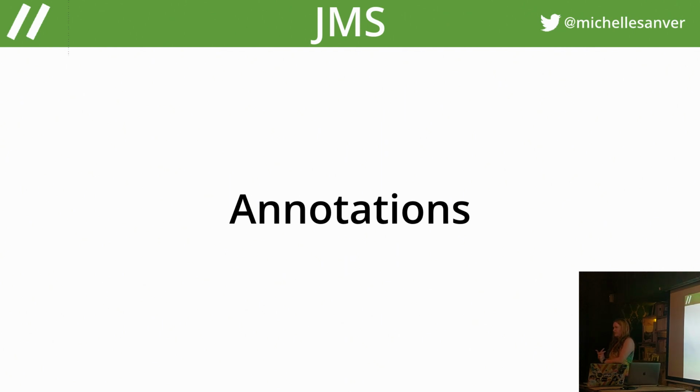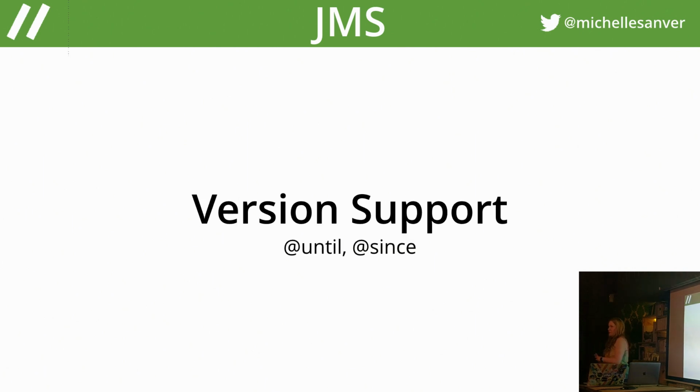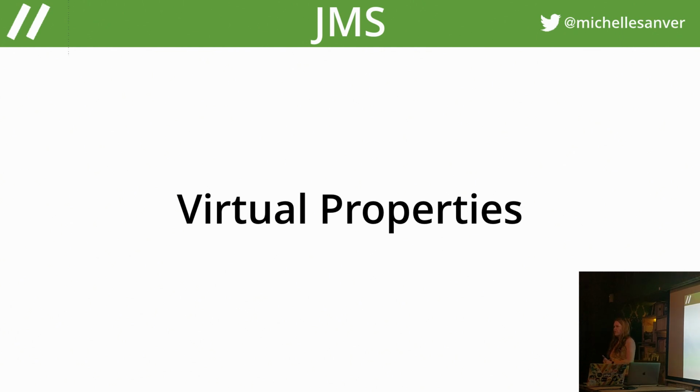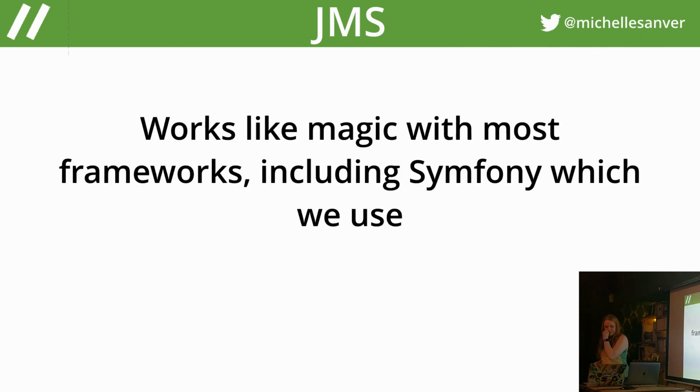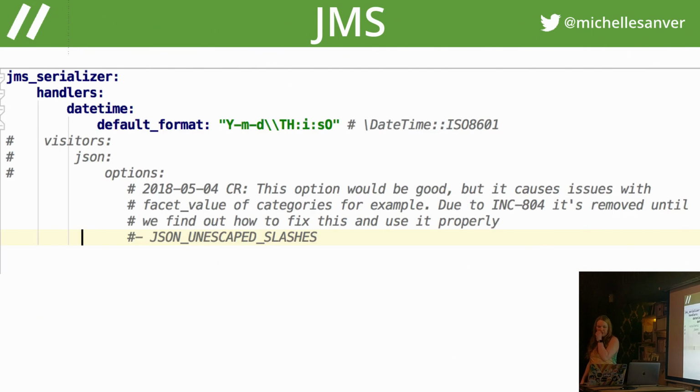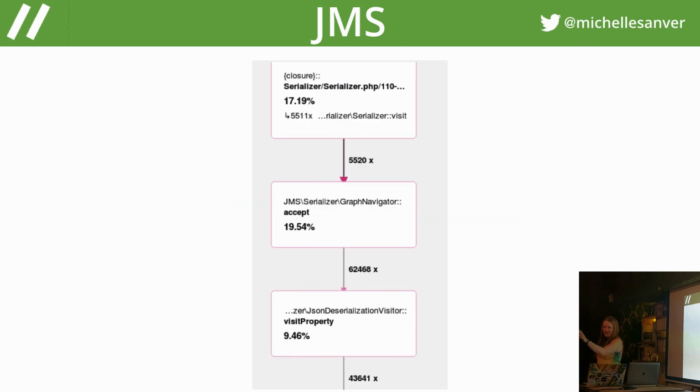So JMS uses annotations in PHP, which means before every function you have a comment which says what you're going to do. It has version support, with until and since, so it can say until version 3, show this field. Since version 2, show this field. It's very, very nice, and it's what we really need to use in our project. It has virtual properties. That means you can have some logic for what you serialize. That's cool. And it works like magic. It's really magic with most frameworks, including Symfony, which we use. And this would be the configuration. If you did PHP and Symfony, you would understand it, but let's skip that.